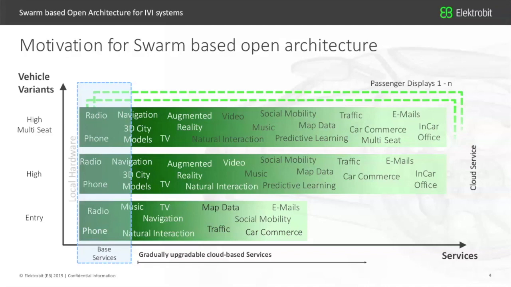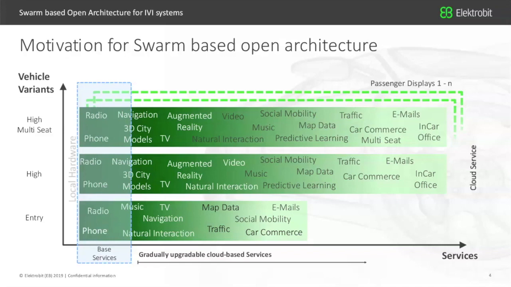driven from there. But as and when you move towards the right side, you see features like in-car office, car commerce, traffic, map data, predictive learning. These are some of the services or features which need cloud services. Without that, we cannot realize these features inside the car. So as and when we move on to the cloud services, we need an architecture flexible enough so that these features can be brought into the car on the go.